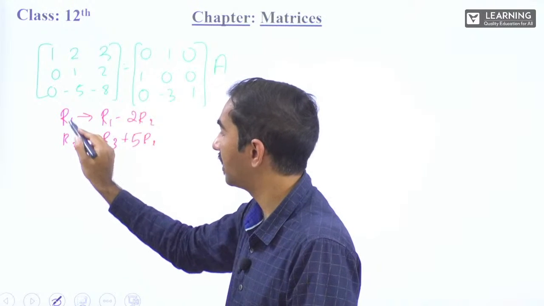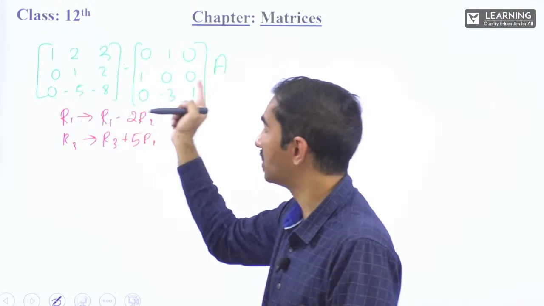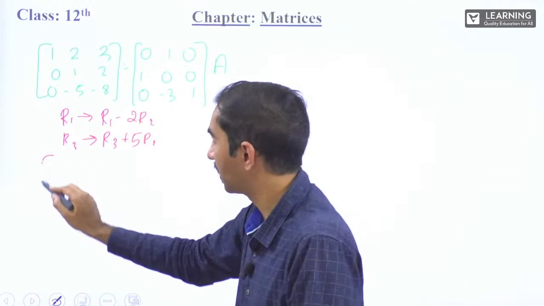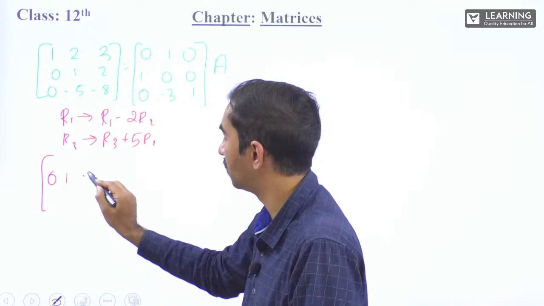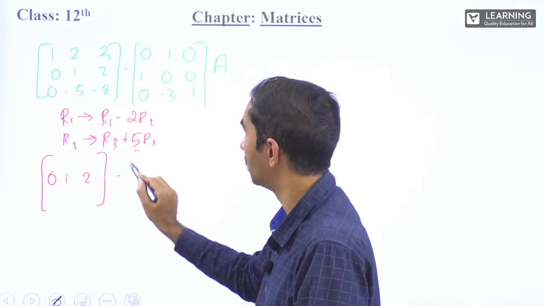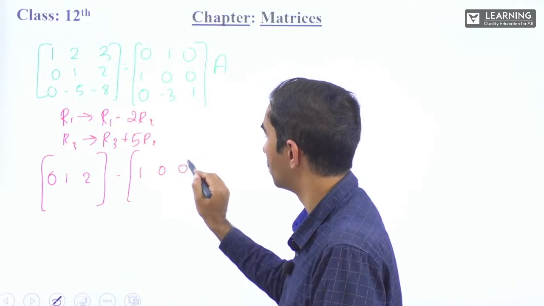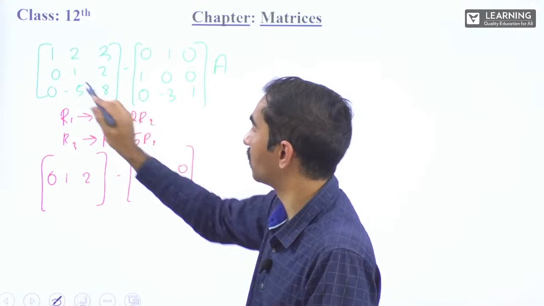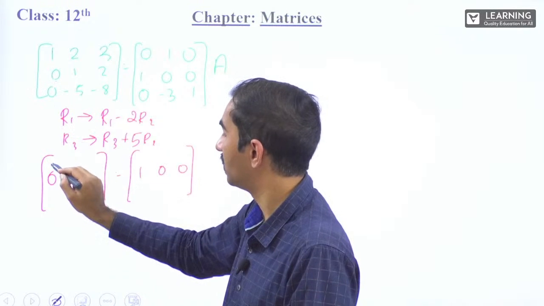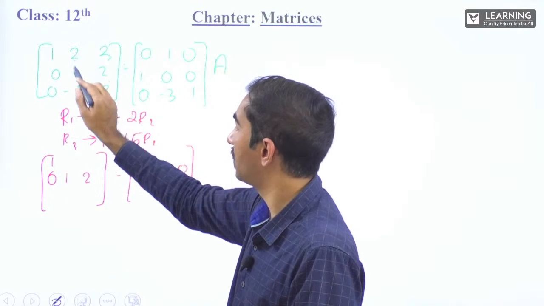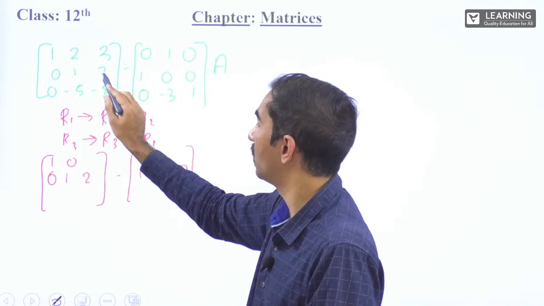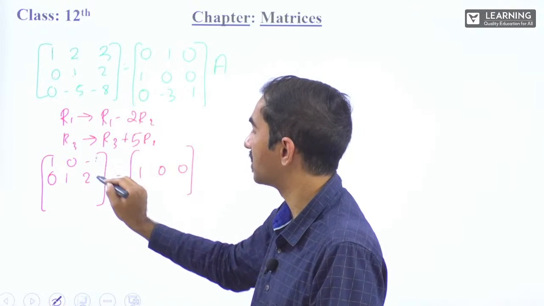So R1 and R3 getting changed, which means R2 is untouched. Means that will remain constant. So open the brackets, write down the matrices 0, 1, 2. The second row, which is equal to 1, 0, 0. What will become for R1 now? R1 minus 2 R2, it remains as it is. R1 minus 2 R2, 0. R1 3 minus 2 R2 minus 4, it will become minus 1.